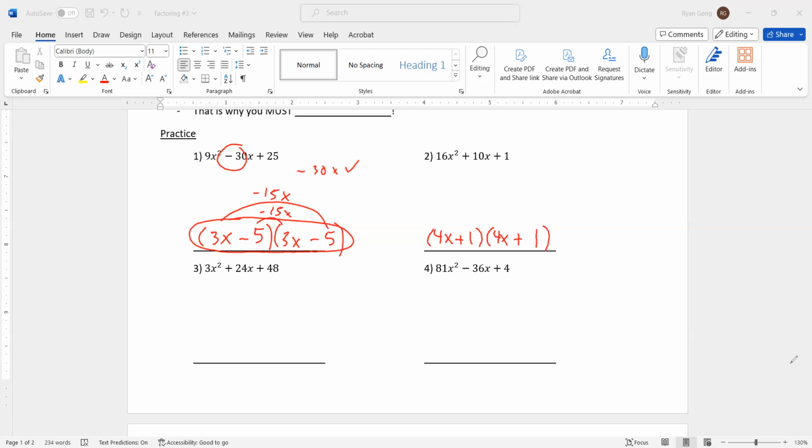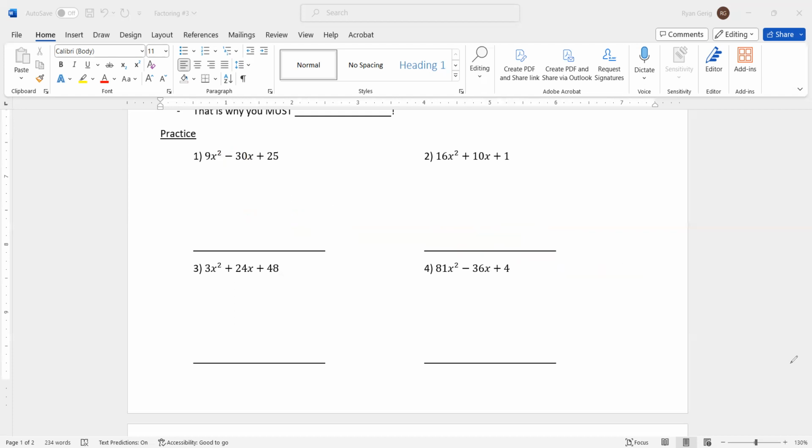All right, so let's check it. 4x times 1 is 4x. 1 times 4x is 4x. That gives me 8x. Is that what I wanted? No, I wanted 10. So this one is actually not a special case. So we need to start over.